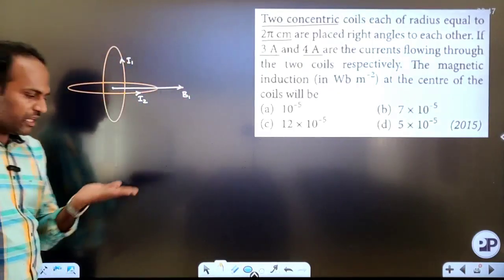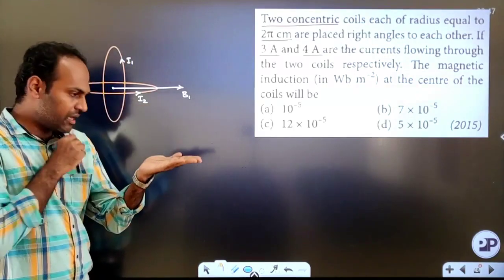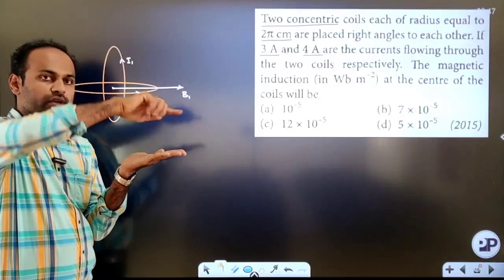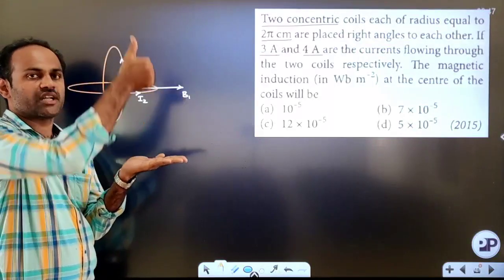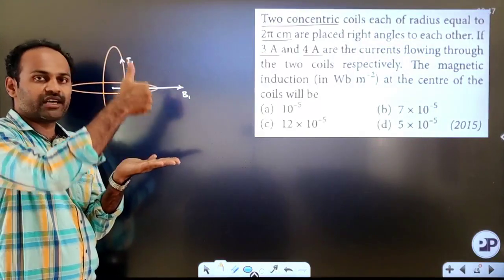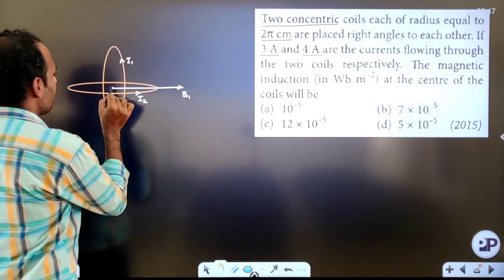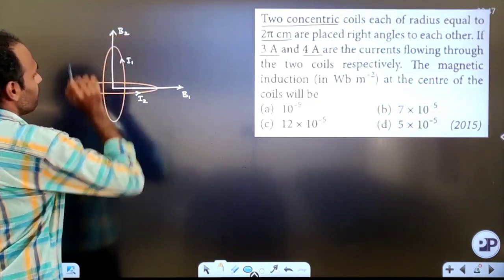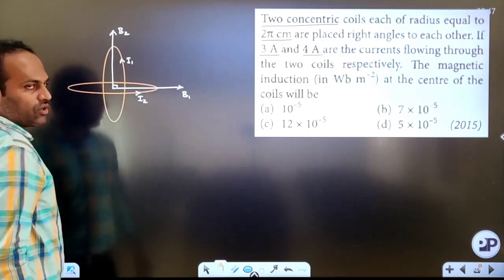What about this? The second coil is in this plane, and the current in that coil flows in this direction. If I apply the right hand thumb rule, folding four fingers in the direction of current with the thumb extended, the magnetic field is in upwards direction. So the magnetic field of the second coil is upwards. I will call this B2.